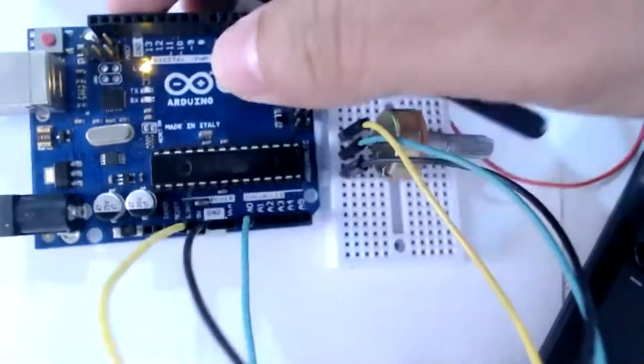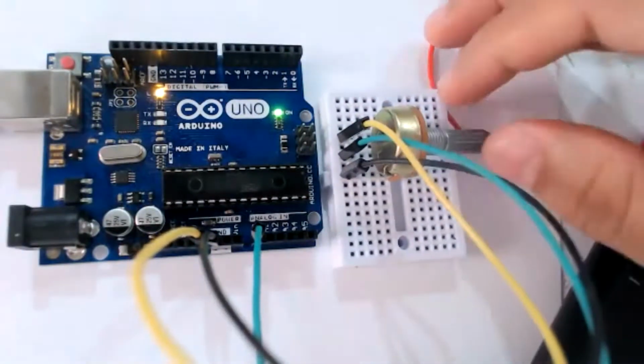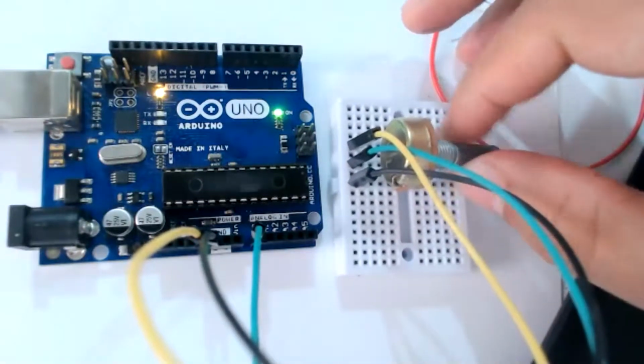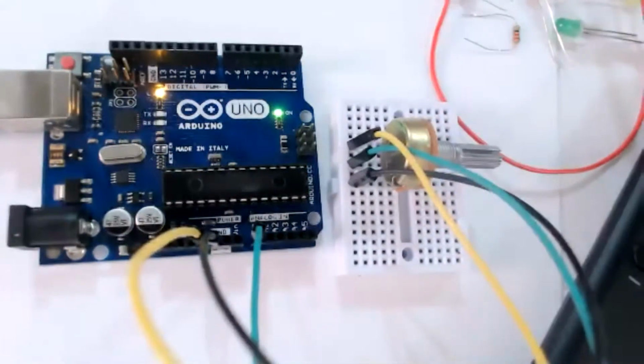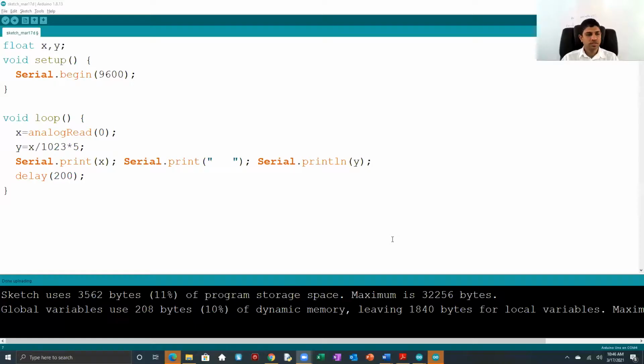Here we use a variable resistor, and by varying this one, we can change the voltage. We are going to use the same circuit here.